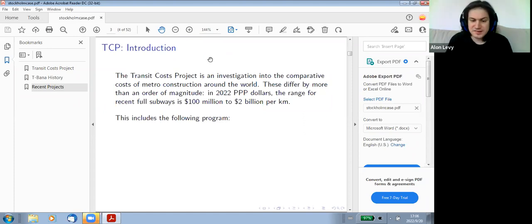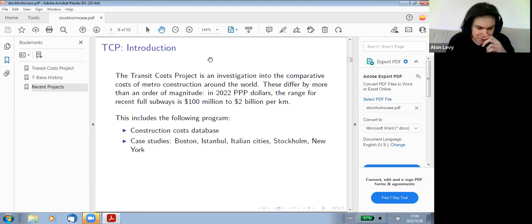So what we're doing is a kind of mixed method program where we're both looking at a database, but we're also doing 5 case studies. The case studies being Boston, Istanbul, Italy, Stockholm, and New York. And I'm going to motivate in a little bit why several Italian cities can form a single case.